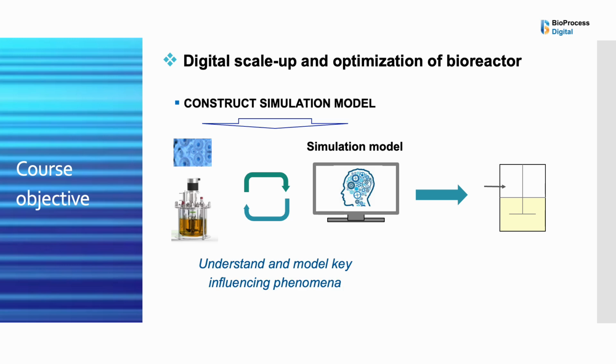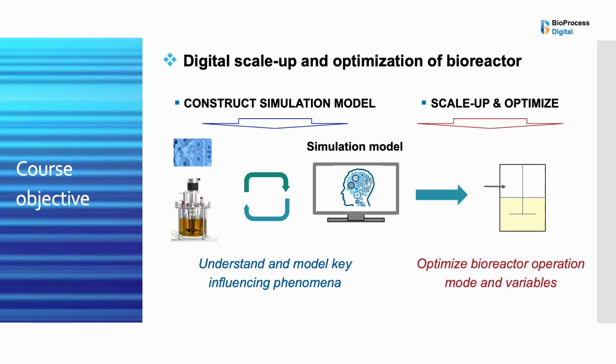You will learn how to apply core bioprocess engineering principles to develop mechanistic simulation models based on laboratory-scale experiments. These models will be tailored to the specific cellular strain used, enabling you to capture and describe the key phenomena influencing cellular growth, substrate utilization, and product formation.